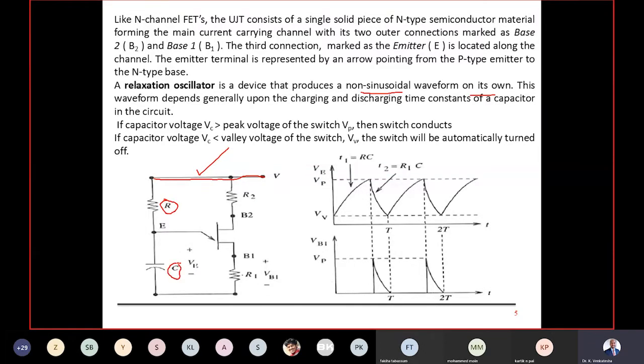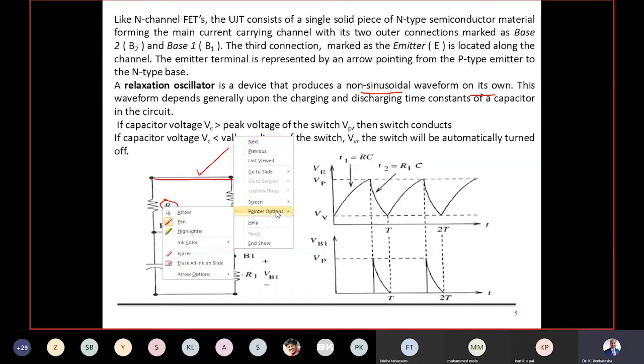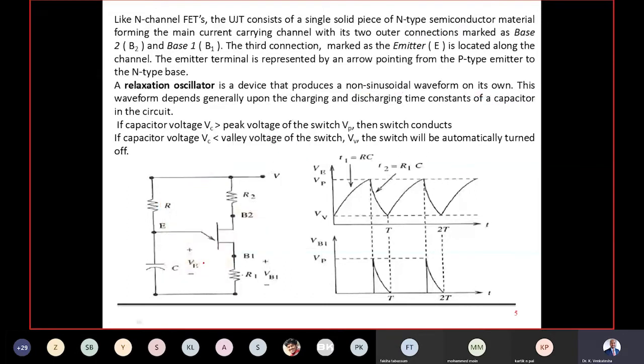The RC element has a time constant tau equal to R into C. This is my emitter point, this is my base 1 point, and base 2 point. Now let us see how the circuit works. Here a very important thing is that there are two kinds of voltages. One is called peak voltage, taken here as a reference voltage. Another one is called valley voltage of the UJT. Peak voltage and valley voltage is also a viva question. What do you mean by peak voltage and valley voltage of the UJT?